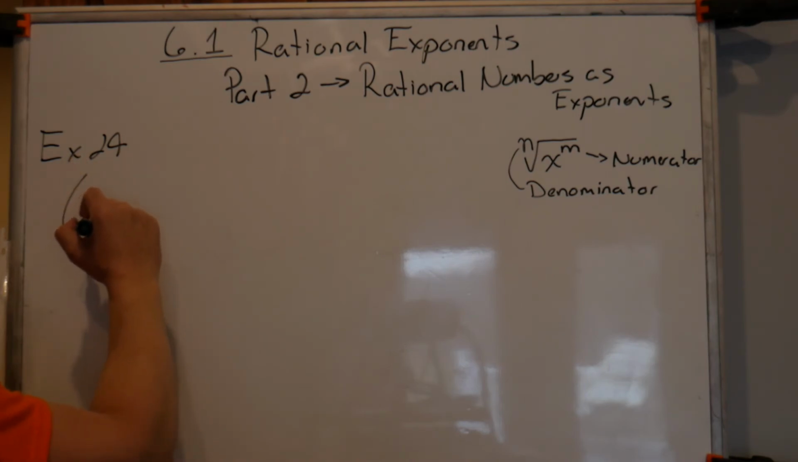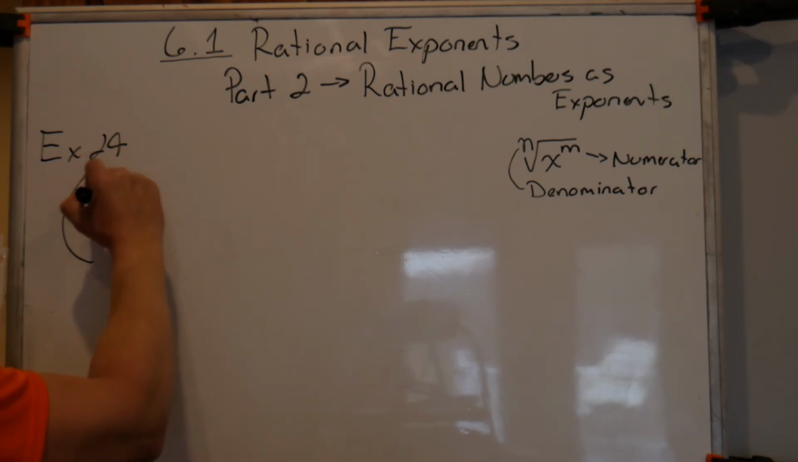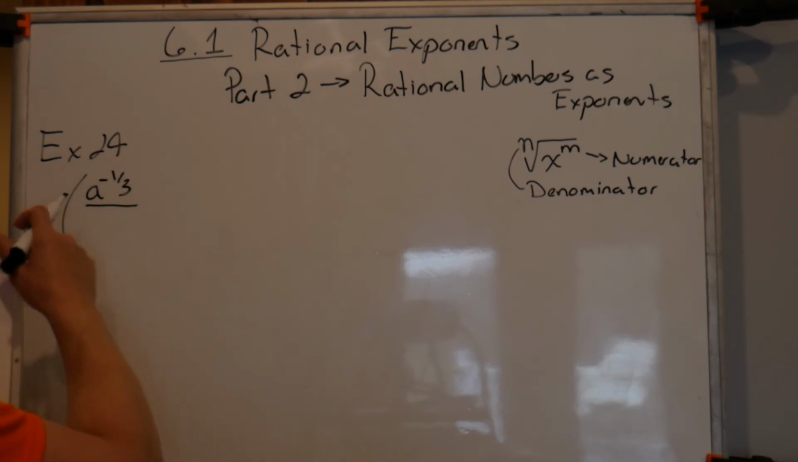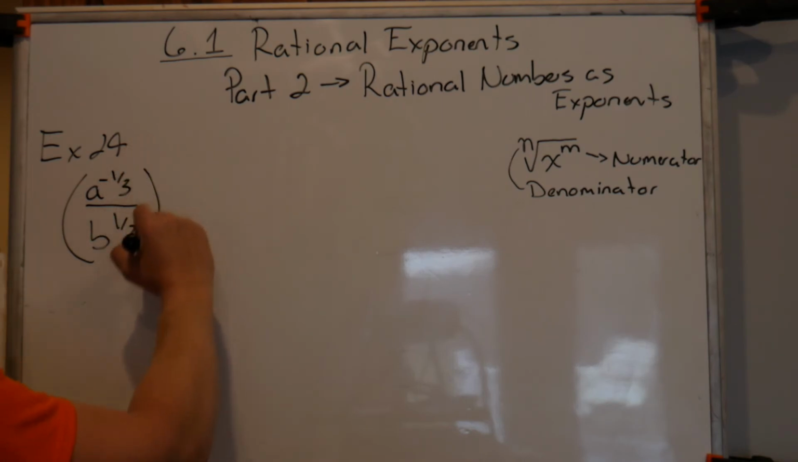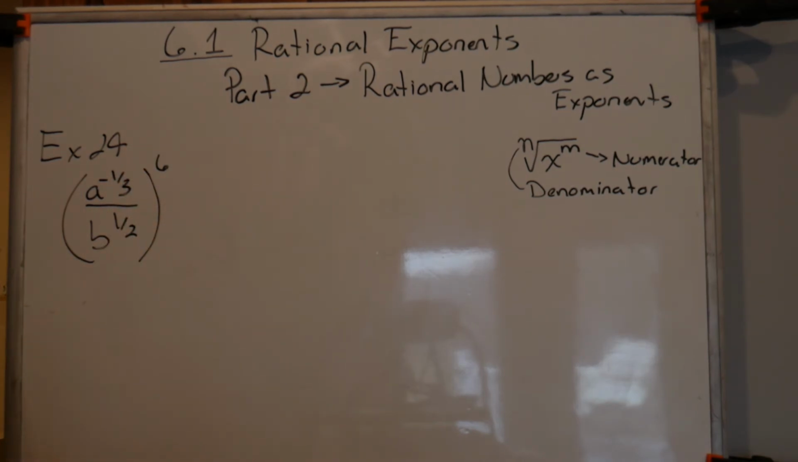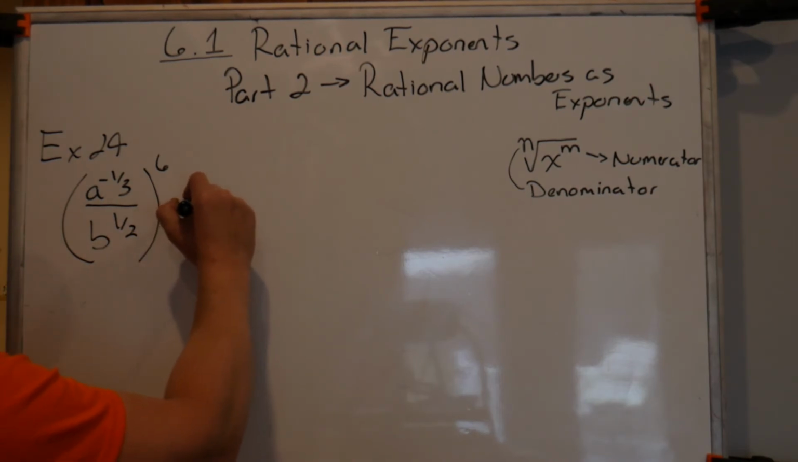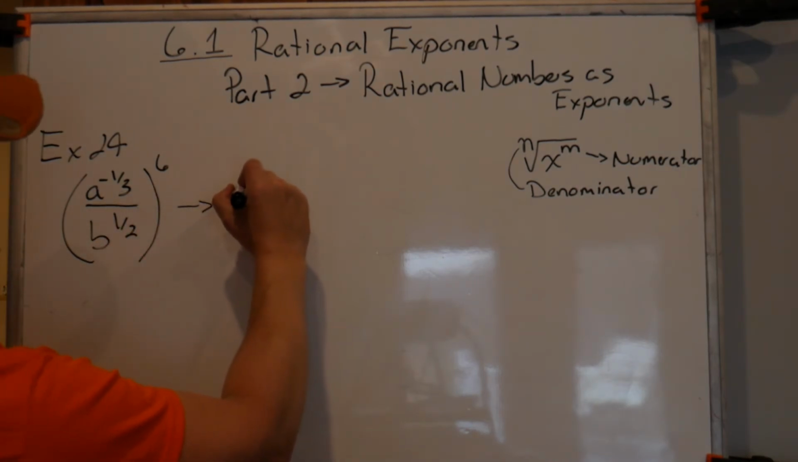Example 24 gives us a to the negative 1/3 divided by b to the 1/2, all over 6. Now, it depends on what you see and what you catch. There might be a time when you have the same variable in the numerator and denominator raised to a power. It might be easier to do this and then raise it to the 6th power. But we're dealing with different variables. So right now I'll take an extra step.